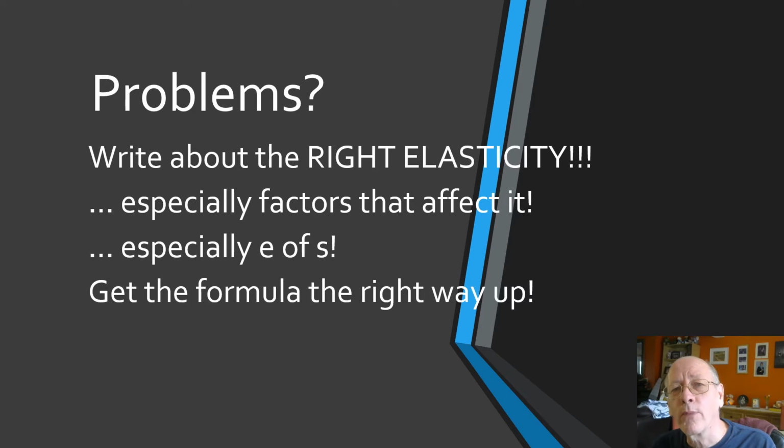The final problem, you've got to remember to get the formula the right way up. It's easy to learn, but you've got to learn it. It's percentage change in quantity something divided by percentage change in something else. It's quantity over the thing that's affecting that quantity, not the other way up.